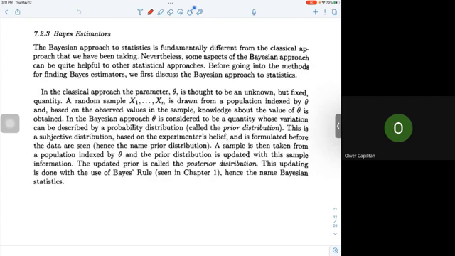A sample is then taken from a population indexed by our parameter theta, and this prior distribution is updated with this sample information. Hence, we have the updated prior called the posterior distribution. The updating is done with the use of the Bayes rule, hence the name Bayesian statistics. So this is what we call the Bayesian approach to statistics.